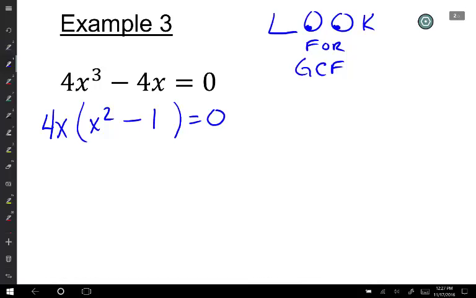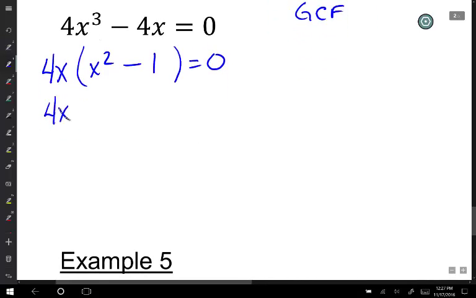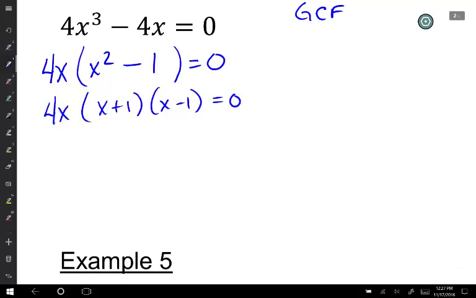Can I go further? I heard no and I heard yes. I guess if you're a no, you could be satisfied and stop. If you say yes, then you have to give me what's more. Abby. If you would go 4x, parentheses, x plus 1, and x minus 1. Excellent, Abby. Nice. Why can she do that? Because it's the difference of two squares. X squared is a perfect square. 1 is a perfect square, and they're separated by a minus.